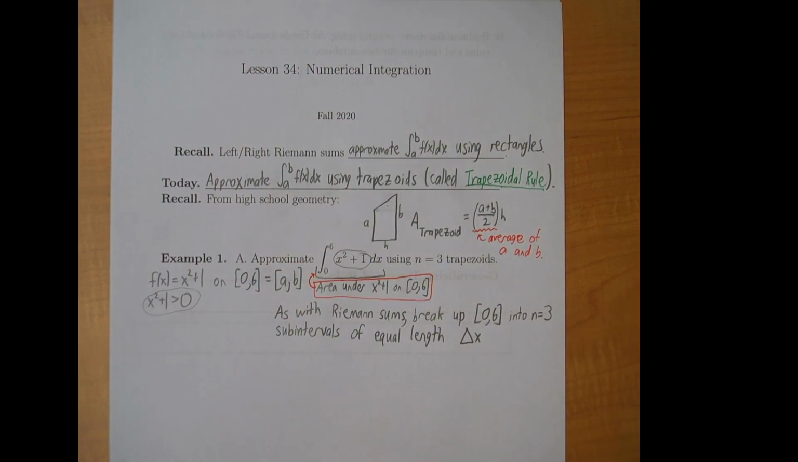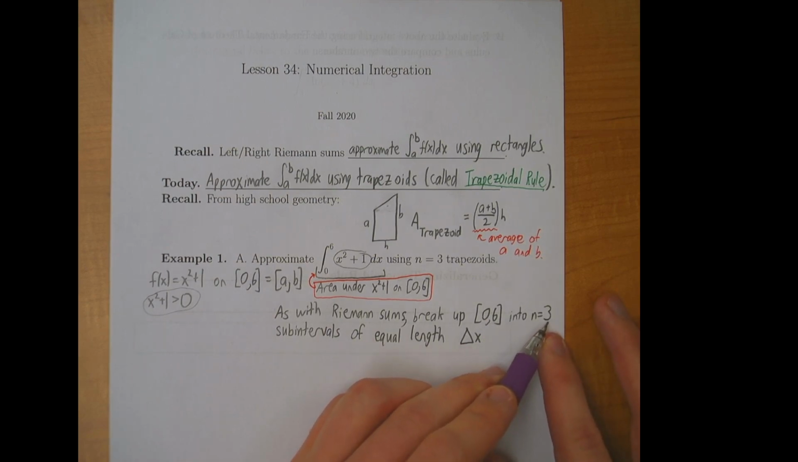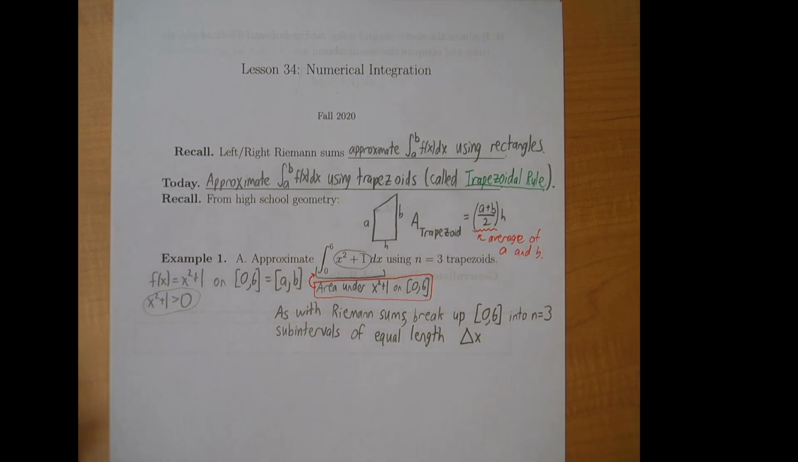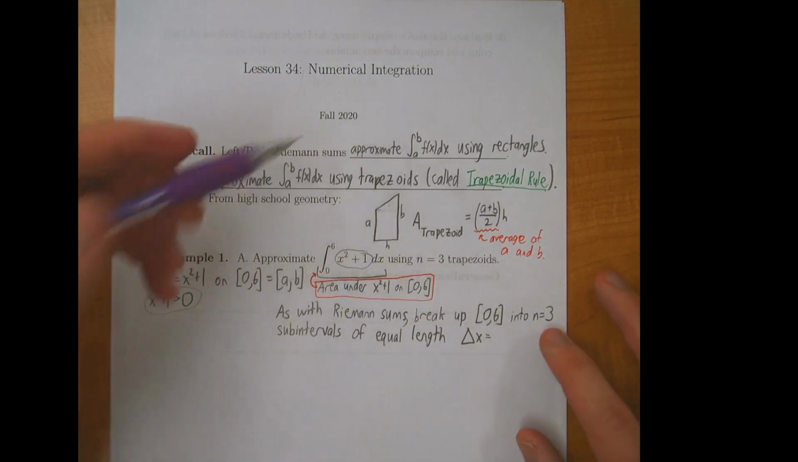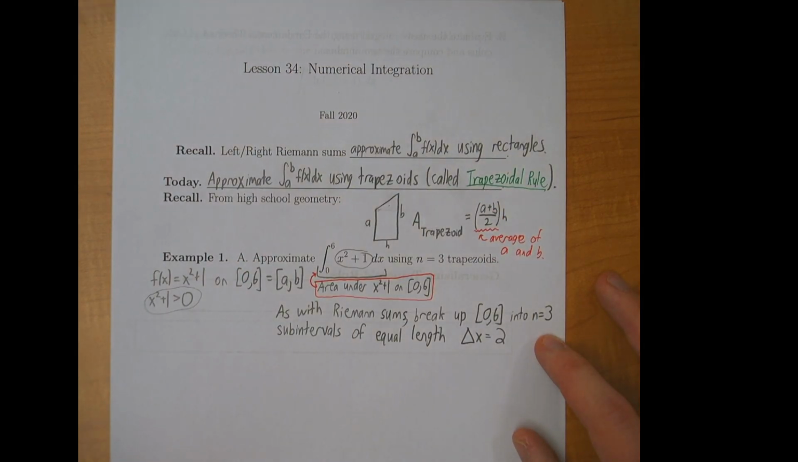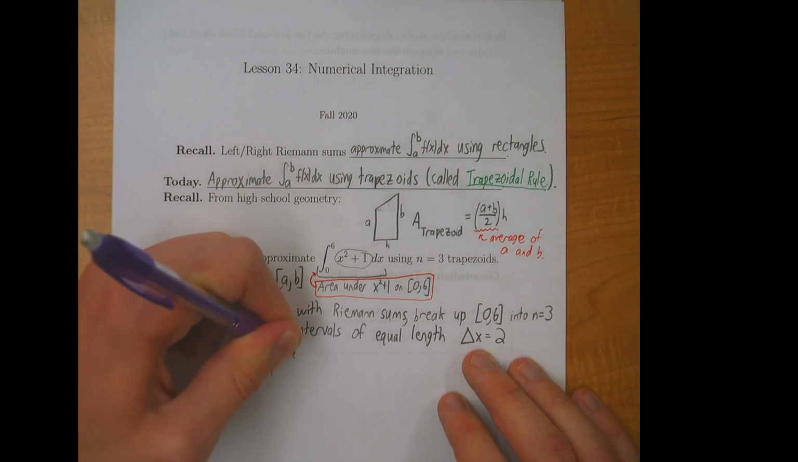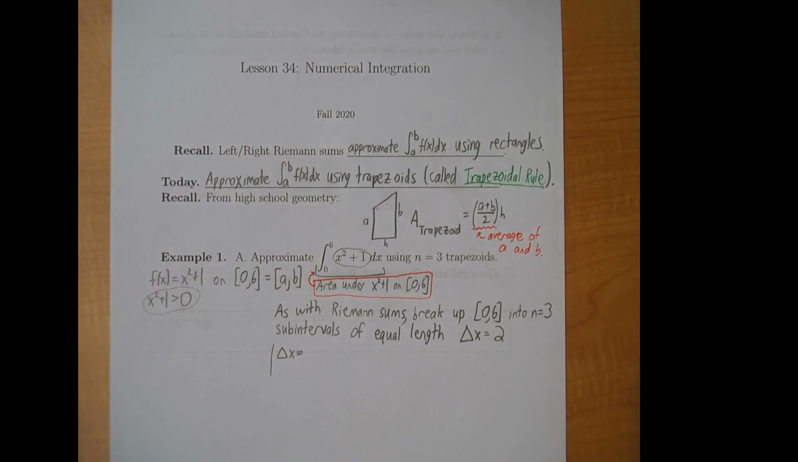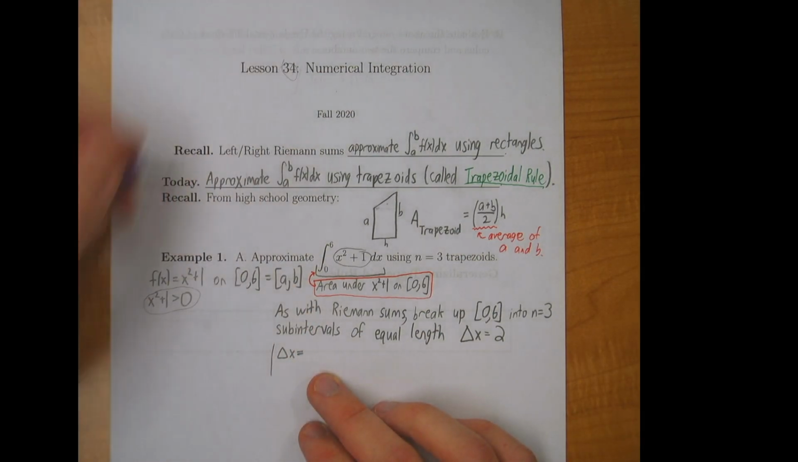Now, if you recall from lesson 29, or if you just take a look at the interval 0 to 6 and say, if I want to break this up into 3 subintervals of equal length, what would delta x be? Either do that little bit of mental math, or recall lesson 29: this delta x is going to equal 2. So the delta x quantity we established in lesson 29 still holds the same definition in this lesson.